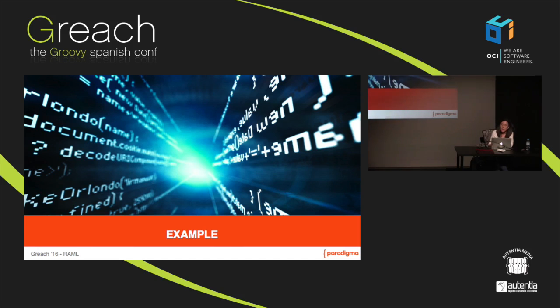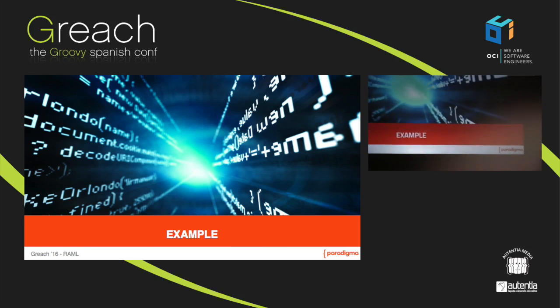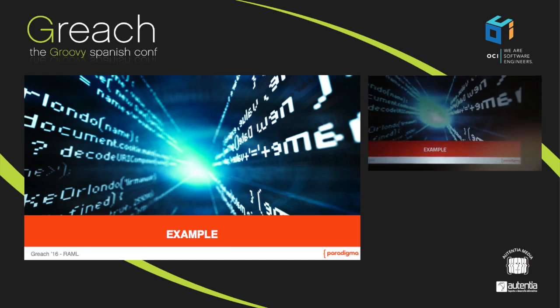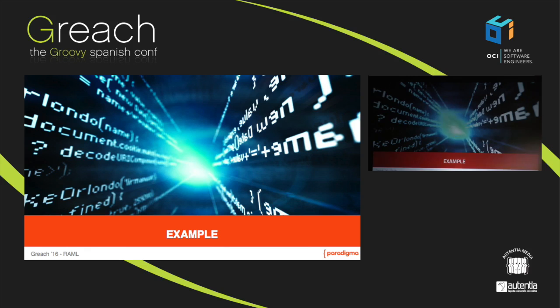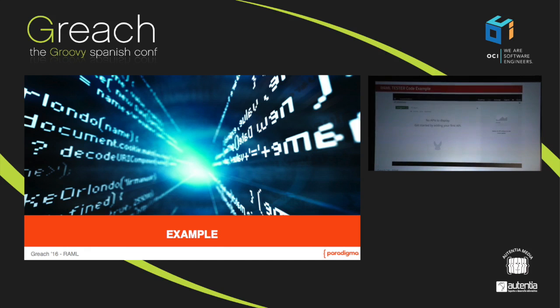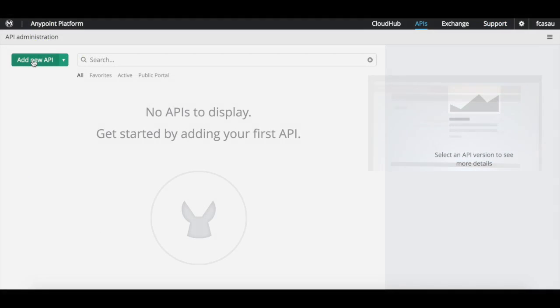Now, I want to show you a video to quickly illustrate how to create, design, and try an API with RAML and MuleSoft tools. And moreover, we can use this example to see how to use the RAML tester library in a test with Spock. So we are going to see the video.